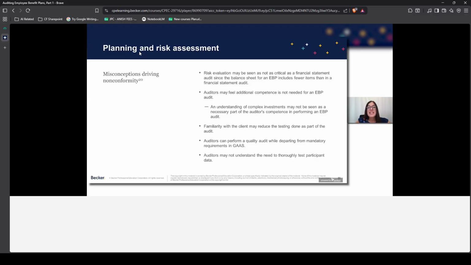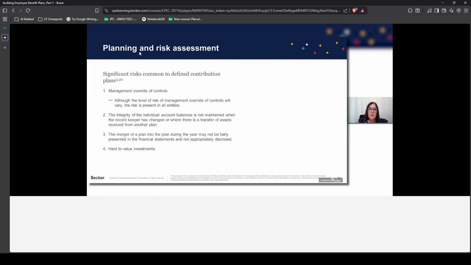Auditors may not understand the need to thoroughly test participant data, again, because they're not familiar with the rules and regulations that govern these plans. So there's been lots of misconceptions over the years when it comes to auditors failing to comply with the risk assessment standards.